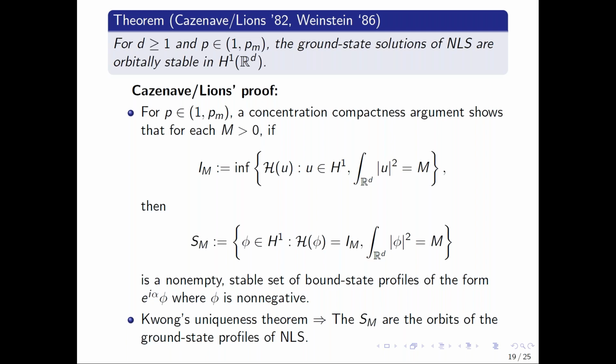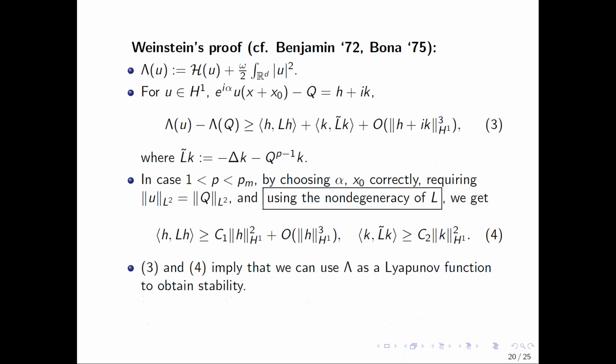But the point I wanted to make is that Cazenave and Lions' proof required Kwong's uniqueness theorem. If you don't have Kwong's uniqueness theorem, which is again a very deep theorem about ODEs, then Cazenave and Lions' proof only gave a weaker notion of stability. It doesn't give orbital stability. In order to get the strengthened notion of stability, orbital stability, you need Kwong's uniqueness theorem. What Weinstein did is he obtained the stronger stability without the uniqueness theorem.